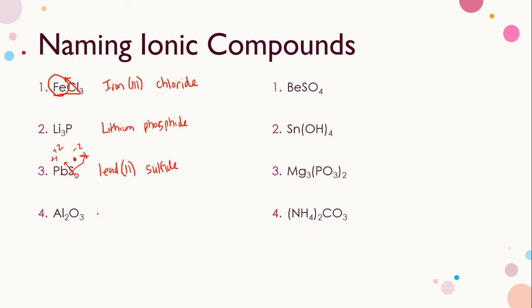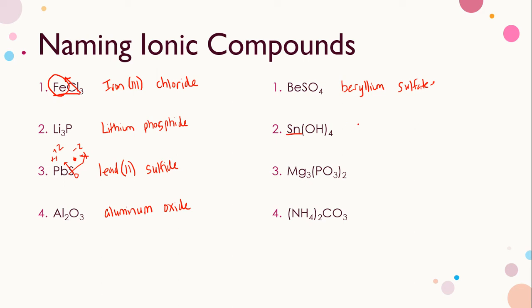Okay, let's go through these. Here, aluminum is just aluminum because it's not part of the group. Oxygen becomes oxide. Over here, Be is beryllium. It's not a transition metal, so I can leave it as is. And then SO4 is sulfate, and of course you leave that as is as well.